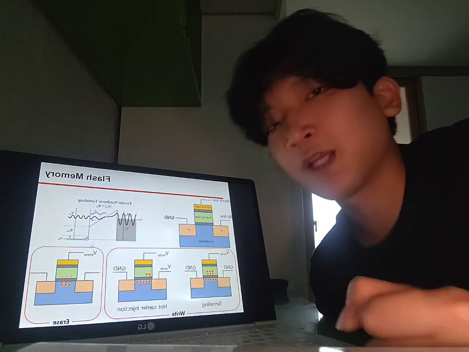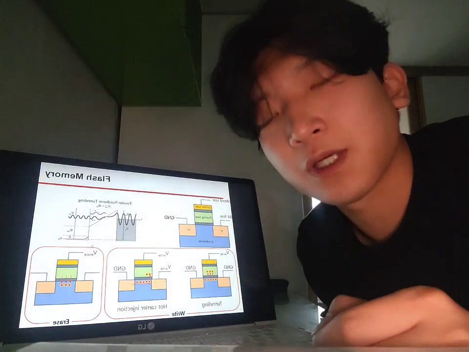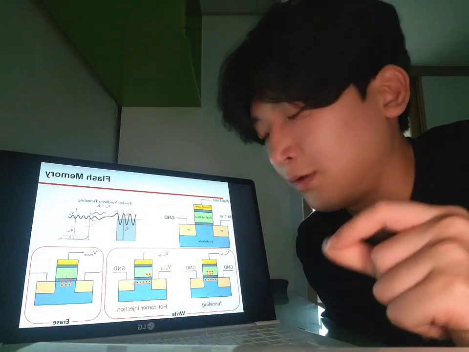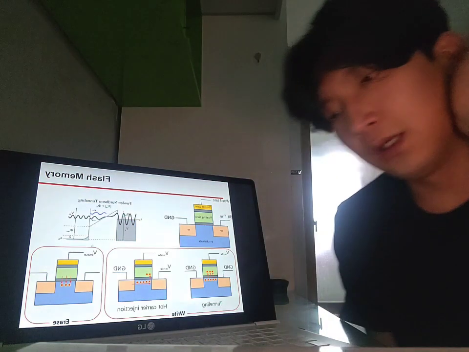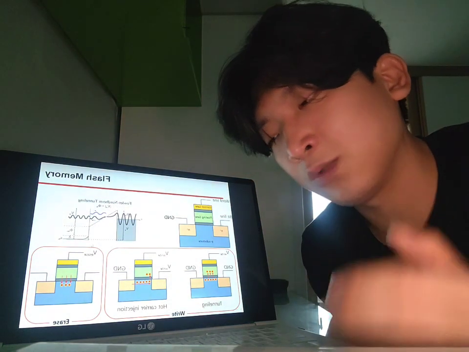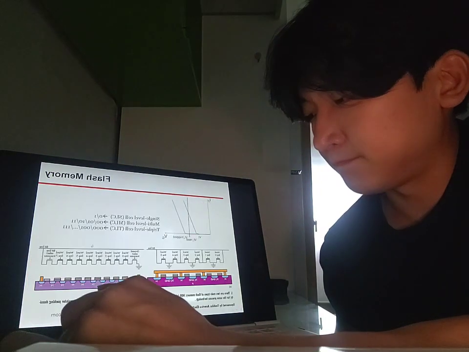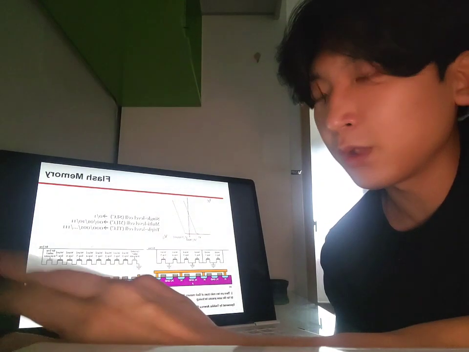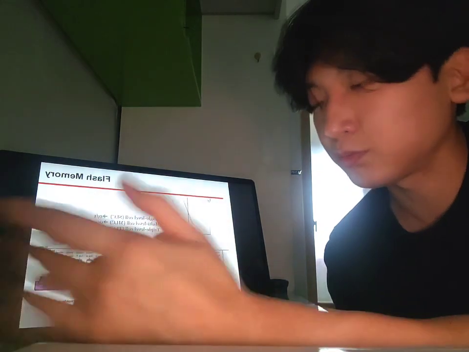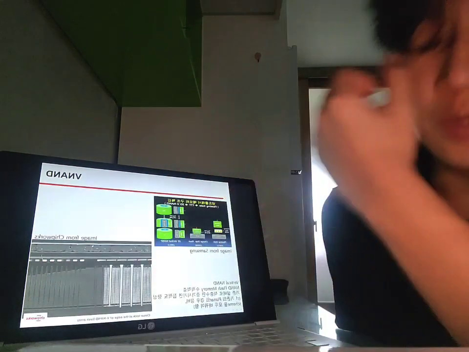Then we've learned about the flash memory. The flash memory has a floating gate inside the oxide, which means there is one transistor in one cell, so it is easy to shrink. But in the flash memory, we need a hot carrier effect and a tunneling effect to move electrons. Then we've learned about the VNAND, which is a 3D NAND.